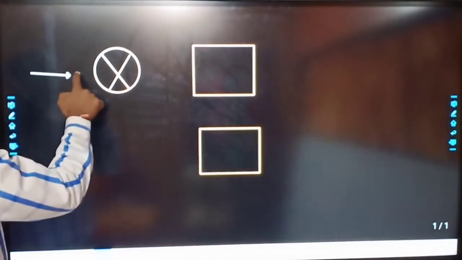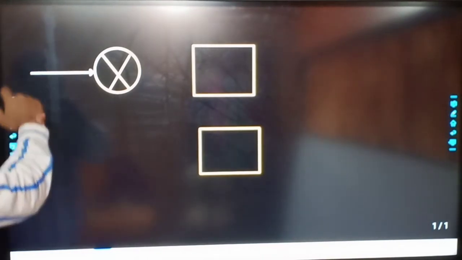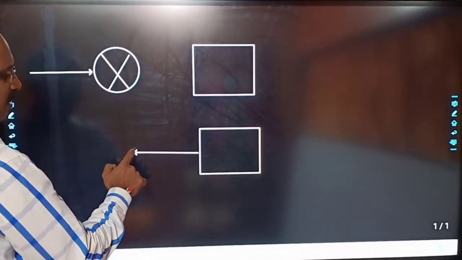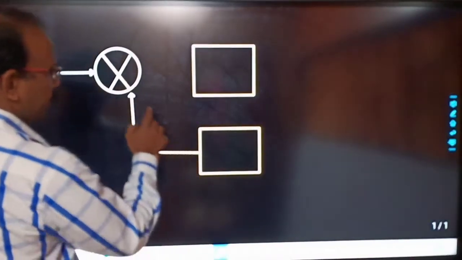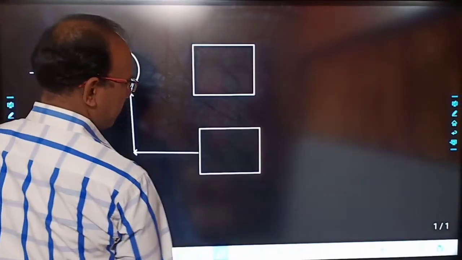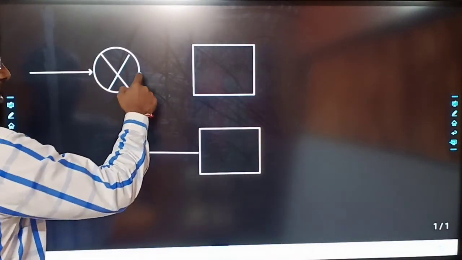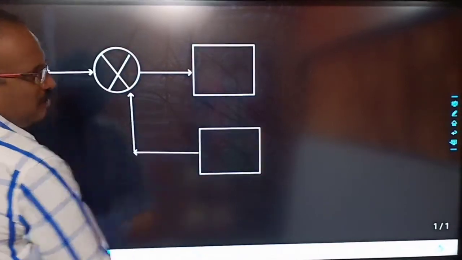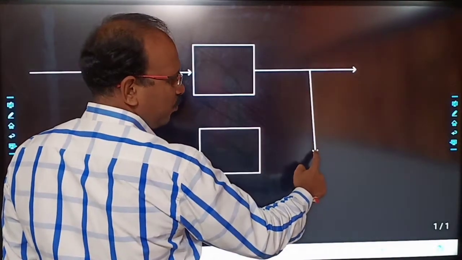From this side we set something, like if we set the temperature of the geyser. This particular thing is called R(t). We give feedback from this side, and this feedback and this input are compared. Here it is plus and here it is minus. Here we get the manipulated signal, and here we get the controlled output. That controlled output is again fed back to the input.